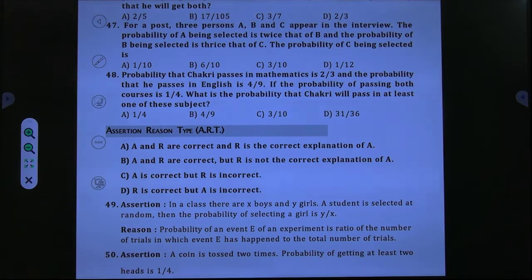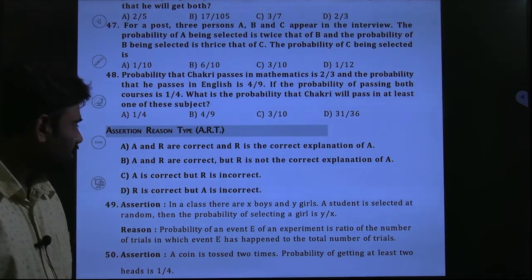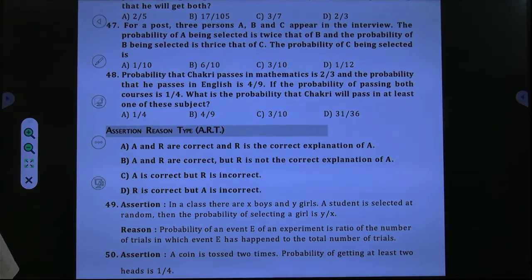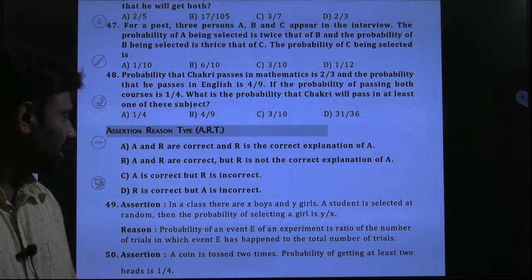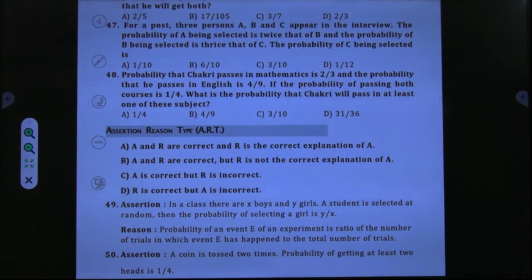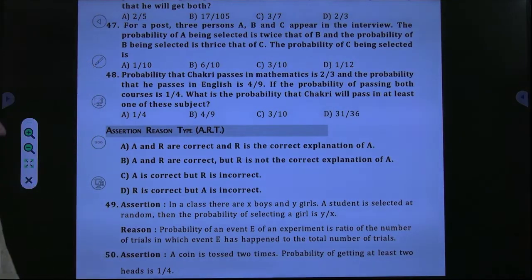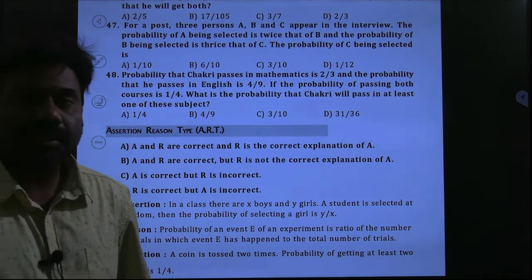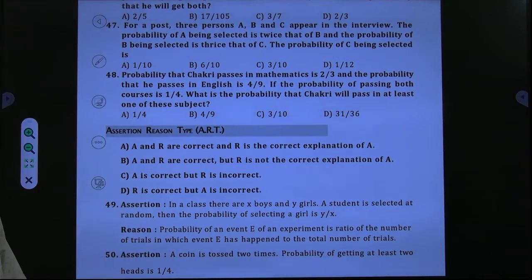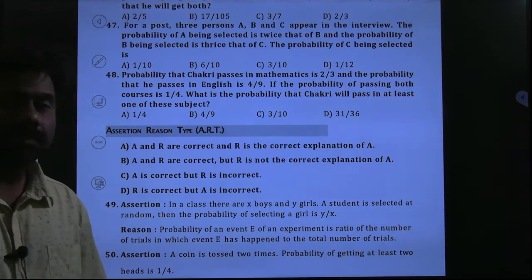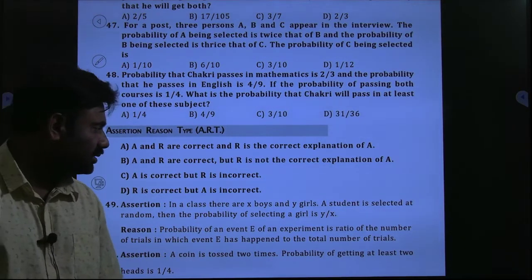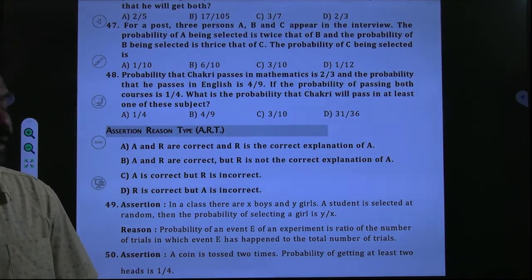Now question number 49. In a class there are X boys and Y girls. A student is selected at random, then the probability of selecting a girl is Y by X is the assertion. Actually, the probability of selecting a girl is number of girls in the class by total number of students in the class. Number of girls is actually Y. Total number of students means you have to consider the sum of the number of boys and girls.